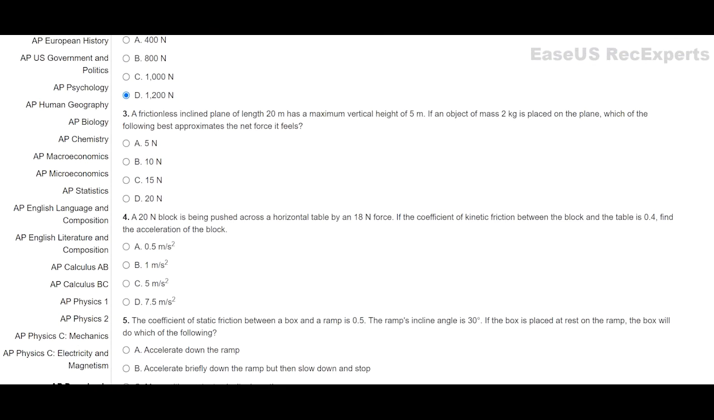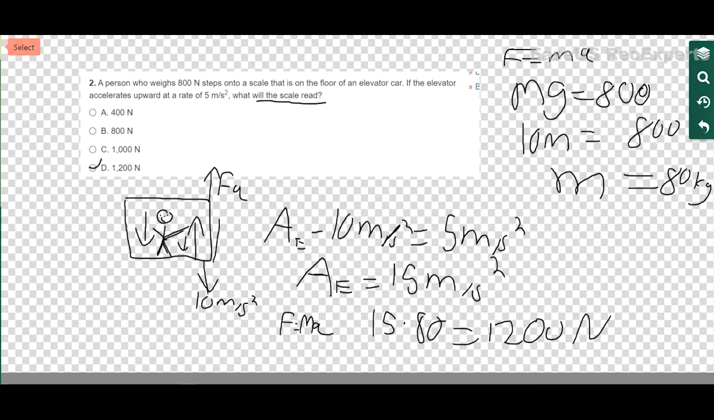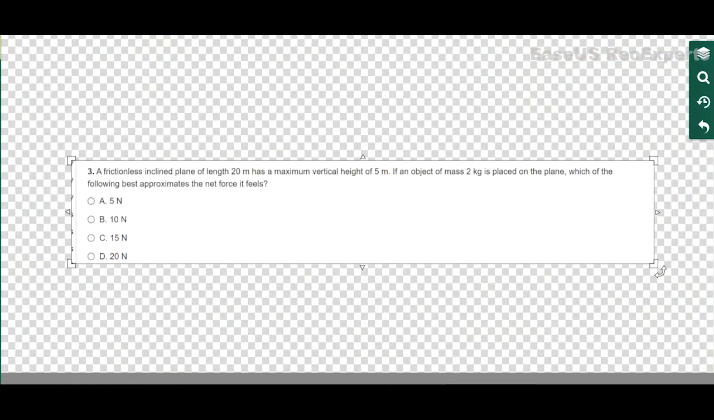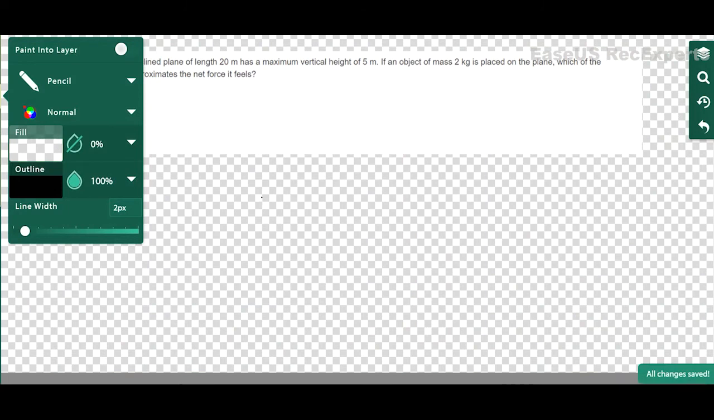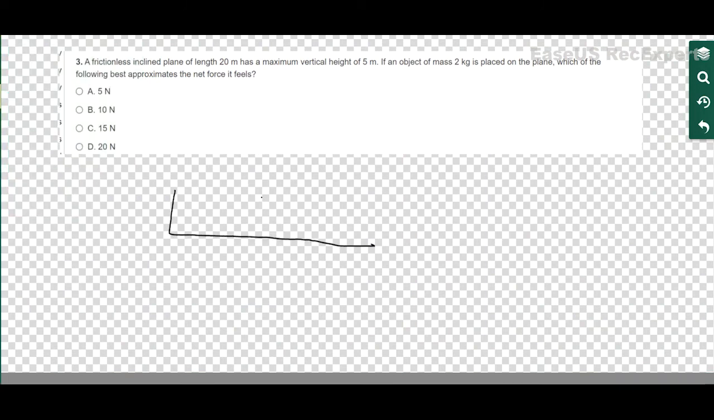Now let's take a look at number 3. A frictionless inclined plane of length 20 has a maximum vertical height of 5 meters, and an object of 2 kilograms is placed on the plane. So 2 kilograms. When they say the length of the inclined plane is 20, they're talking about this length right here. That is equal to 20, and the vertical height is 5.